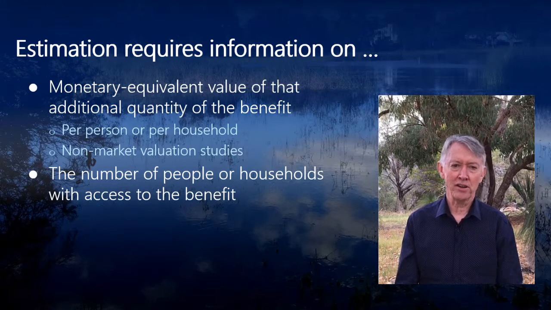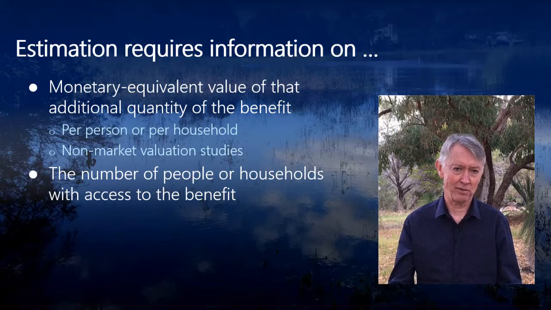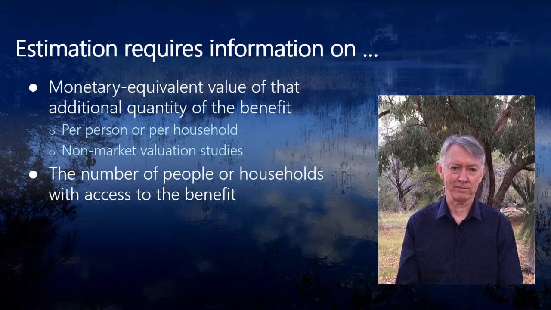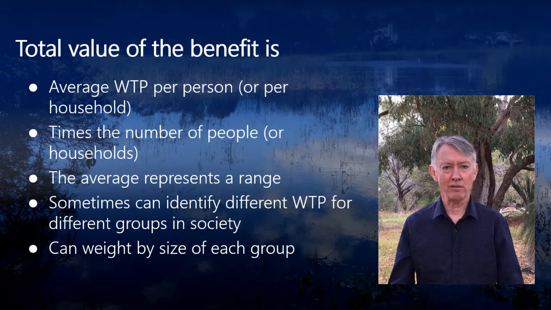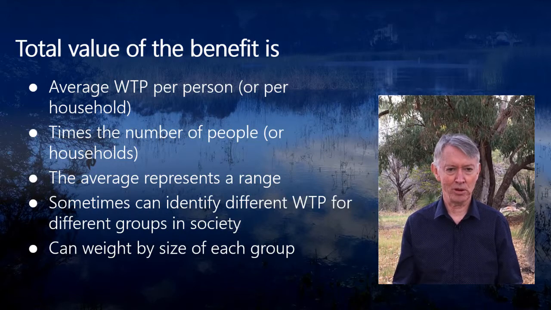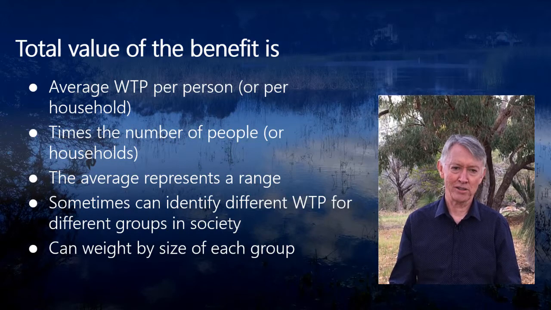And then you need to know how many people, or how many households, or how many units of whatever unit you're using will have access to the benefit. The total value of the benefit will be the average willingness to pay per person or per household, times the number of people, or perhaps households.